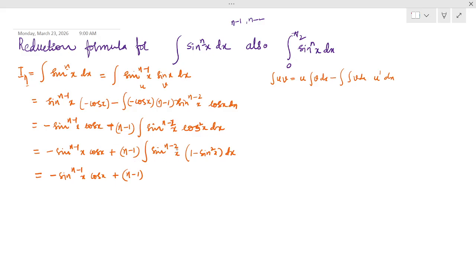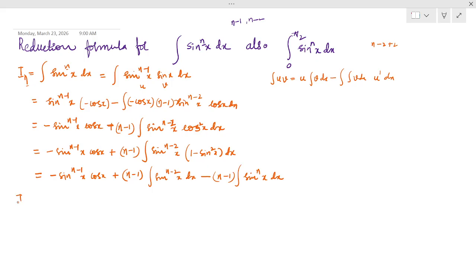Which is equal to minus sin raised to n minus 1 x into cos x plus n minus 1 into, I am multiplying this sin raised to n minus 2 x into 1, that is integration of sin raised to n minus 2 x dx, first term, minus n minus 1 into integration of sin raised to n minus 2 into sin square x. When bases are same, powers are added, that is n minus 2 plus 2. So you will get only sin raised to n x dx. I am multiplying this total integral into 1, and this total integral into sin square x, you will get this term.